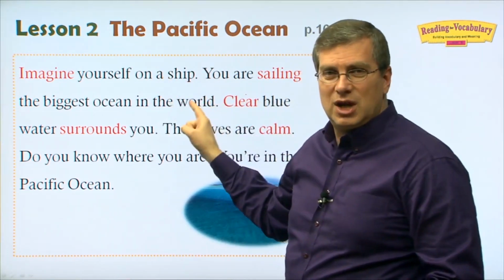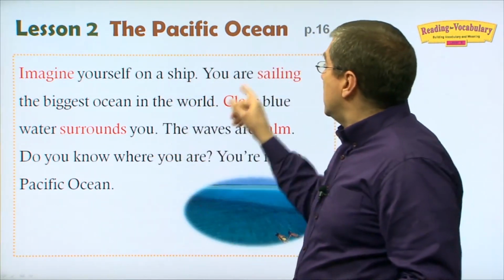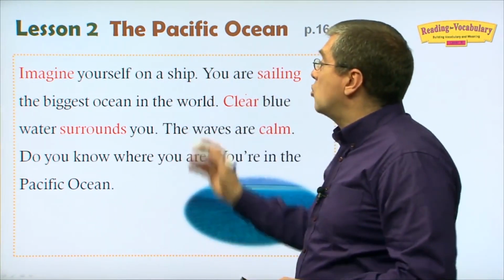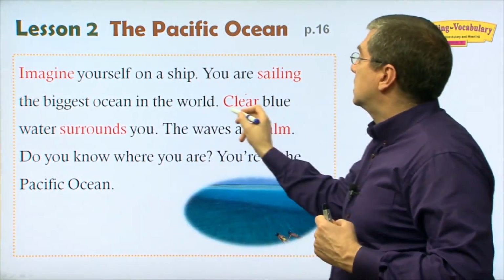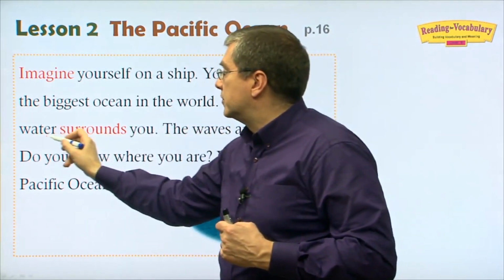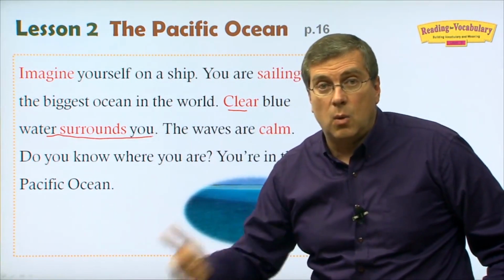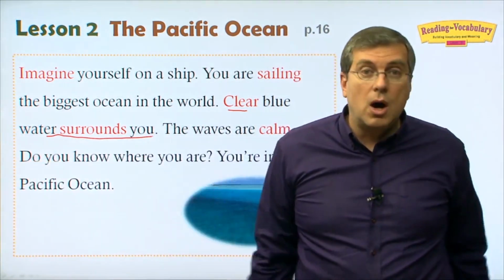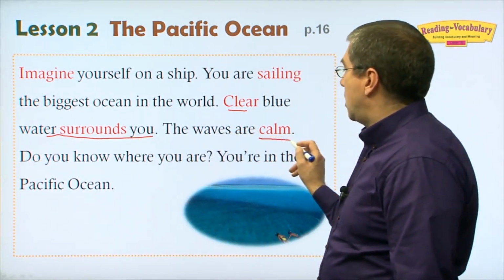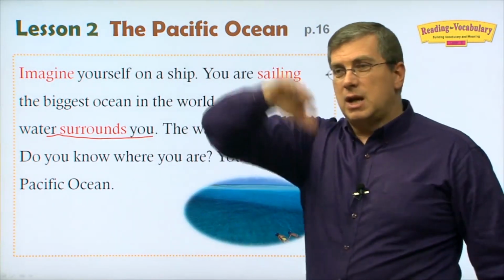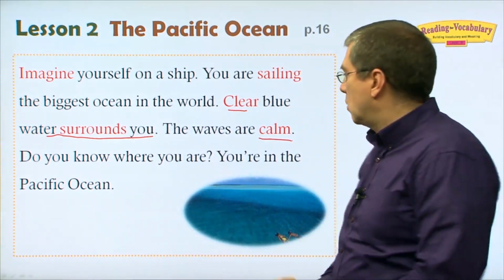Imagine yourself on a ship. So in your mind, make a picture of yourself on a ship. You are sailing the biggest ocean in the world. So you're sailing across the biggest ocean in the world. Clear blue water surrounds you. Okay, so we have a couple of words here. Clear blue water. You can see through the water, right? And it's all around you on all sides, so it surrounds you. The waves are calm. So there's not big waves. The waves are very small and they don't move much. The waves are calm.